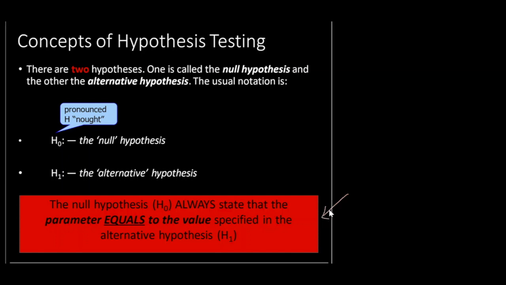So what does it say? It says that the null hypothesis always states that the parameter, your mu or p, equals the value specified in the alternative hypothesis. So it means that, for example, in your study, you would like to test the mean, right? So the null hypothesis would state that the parameter mu is equal to a value. So it could be any value, for example, 4.